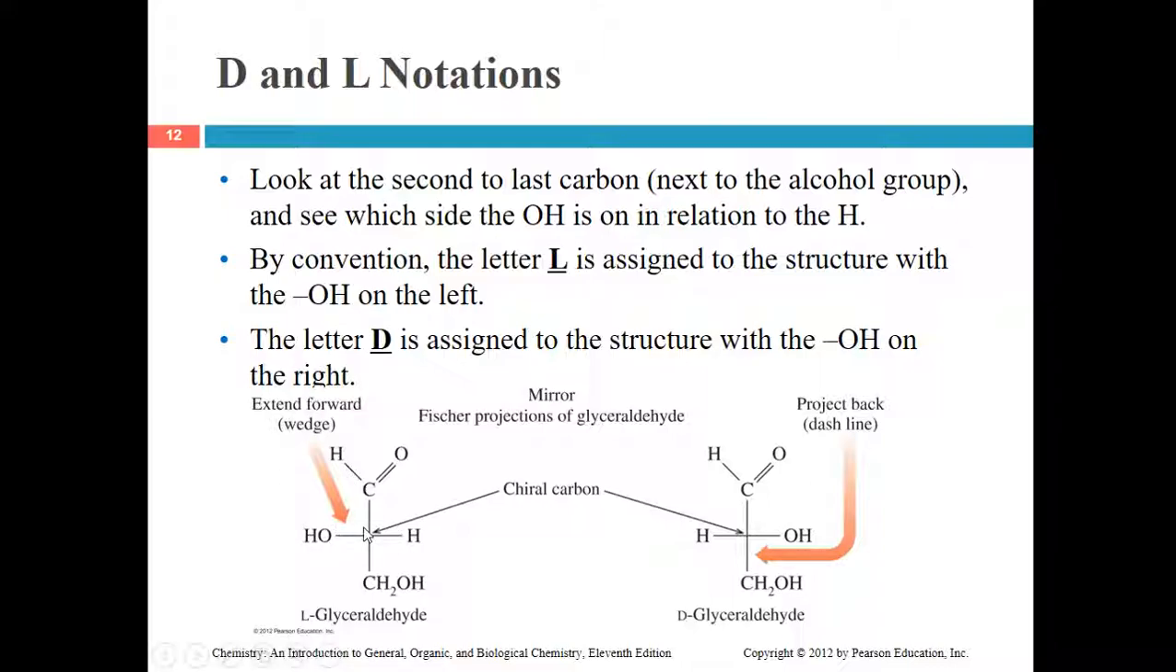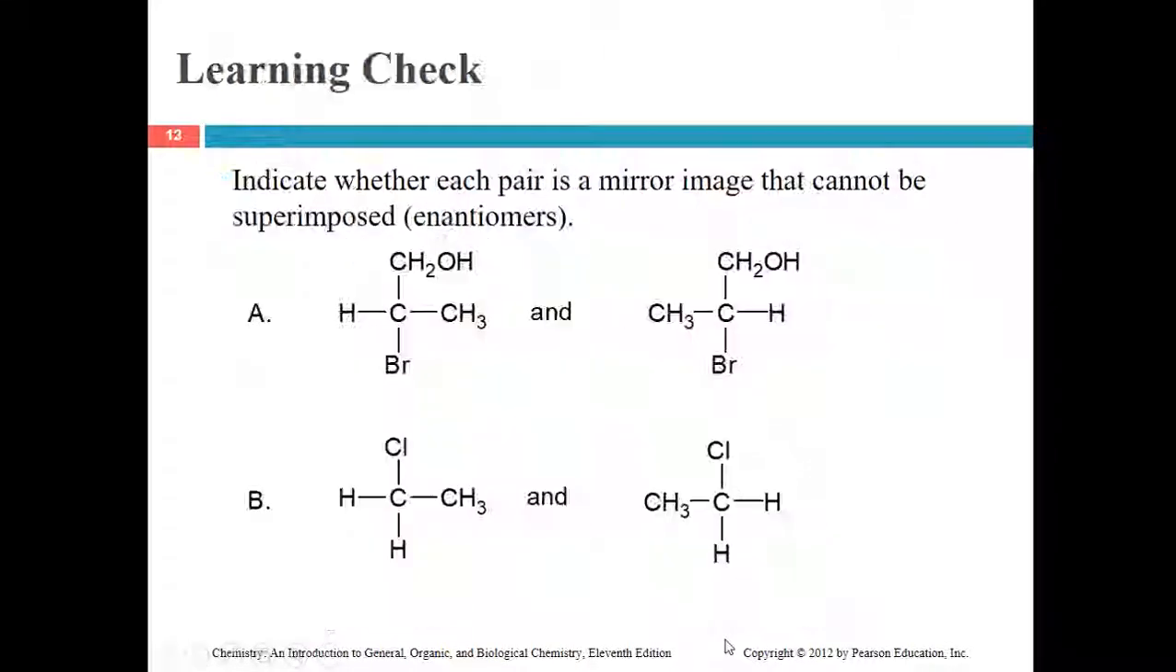So if the OH is on the left, it's L. If the OH is on the right of this chiral carbon, it is designated as D. So go look in your cupboards or your medicine cabinet, see if you can find something that has D-something or L-something. Like I sometimes take L-lysine. Take a guess what the L means. Well, that's totally referring to this position right here. The OH is on the left-hand side.